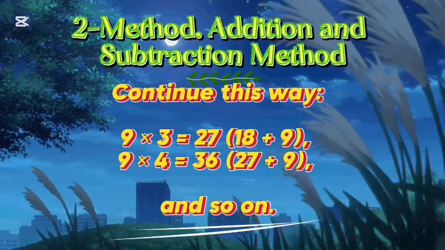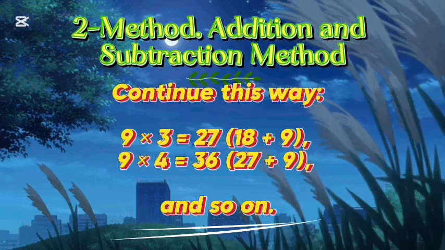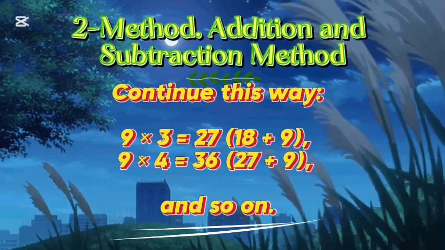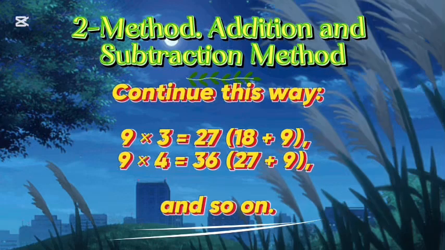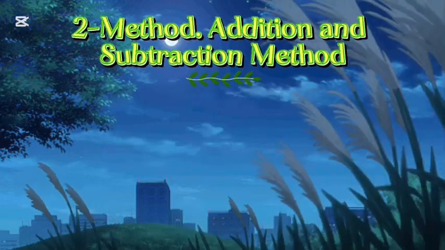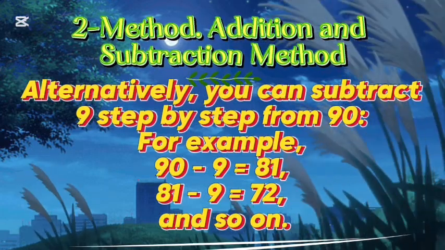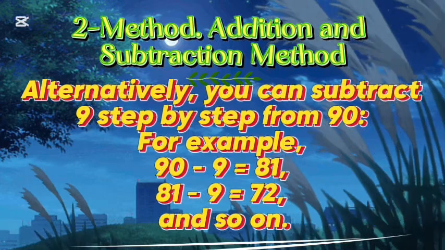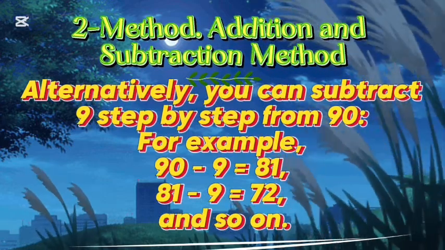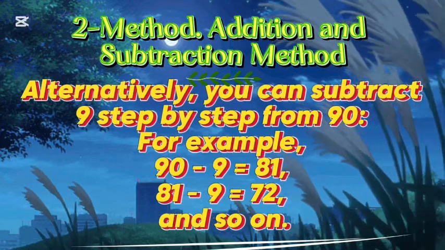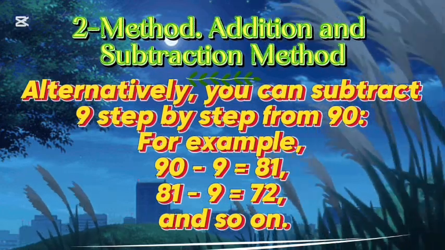Continue this way. 9 times 3 equals 27, 18 plus 9. 9×4 equals 36, 27 plus 9, and so on. Alternatively, you can subtract 9 step by step from 90. For example, 90 minus 9 equals 81. 81 minus 9 equals 72, and so on.